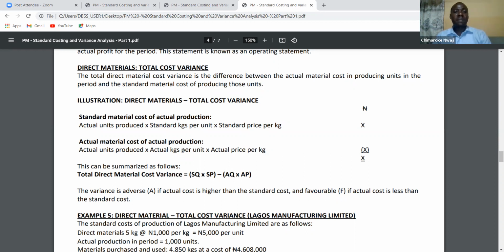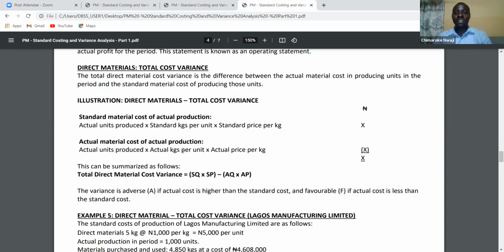The total direct material cost variance is the difference between the actual material cost in producing units in a period and the standard material cost for producing those units. So you have a standard cost and you have an actual cost. You find the difference. And look at the illustration. You look at the format here. Standard material cost of actual production. Now take note of that word, for actual production.